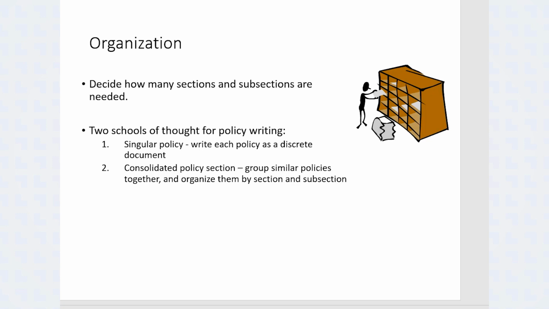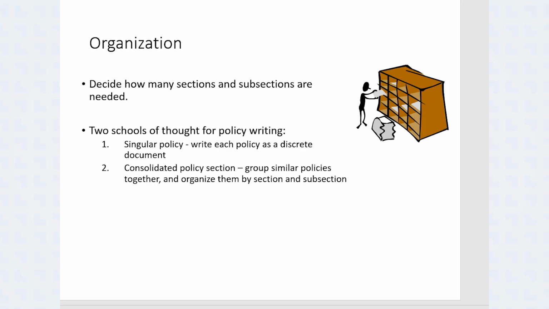When you're writing a policy, you need to think carefully about its organization. How many sections and subsections are needed? There are two main schools of thought in this regard. The singular policy, which is what we will be doing for our final projects, is writing a policy as a discrete document. There's one technology, and you are writing the policy, and you're building a policy library based on this one item.